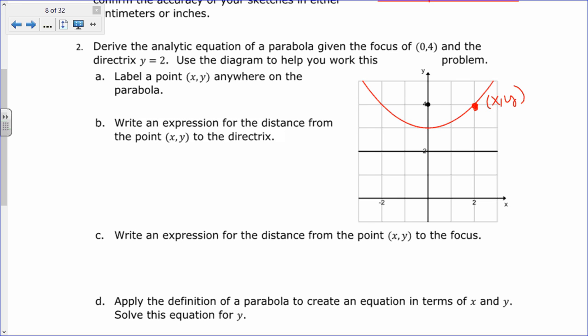Write an expression for the distance from the point (x, y) to the directrix. Well, if this is my directrix right here, and my entire distance is measured in y, and this is 2 units from here to here, that means that this is y minus 2, because we're pretending we don't know those points. So the expression for the distance from the point (x, y) to the directrix is just y minus 2.